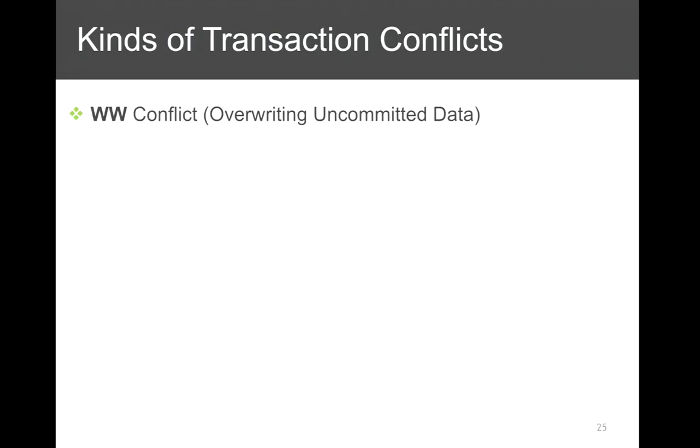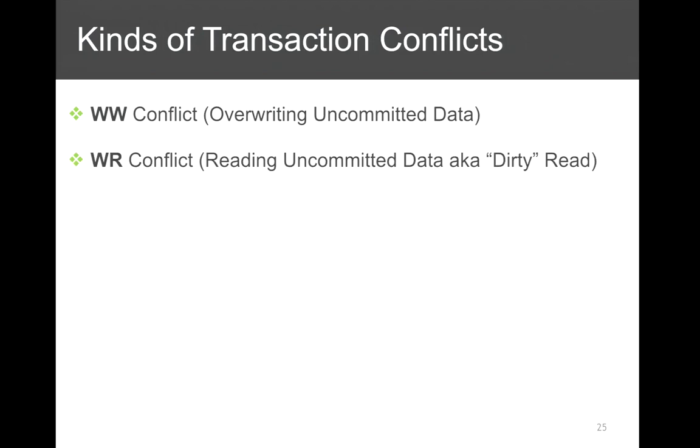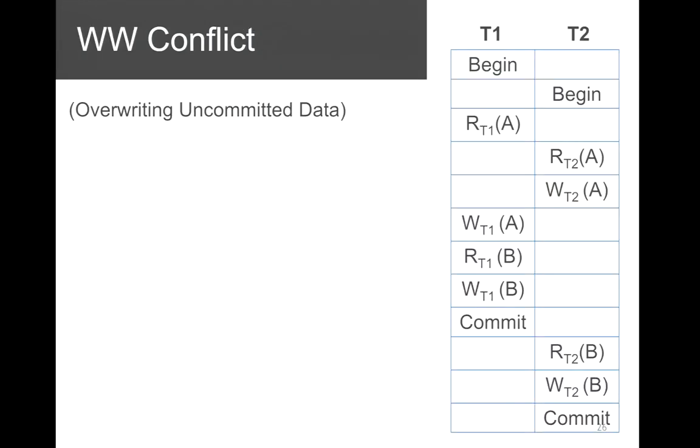So we started by looking at an example where we had a write-write conflict, where one transaction overwrites the data that another transaction wrote before it committed. There are a couple of other types of major conflicts that you can see with transaction schedules. The next one is a write-read conflict, also called a dirty read or reading uncommitted data, and a read-write conflict, also called an unrepeatable read. So we will look at these three conflicts with more examples.